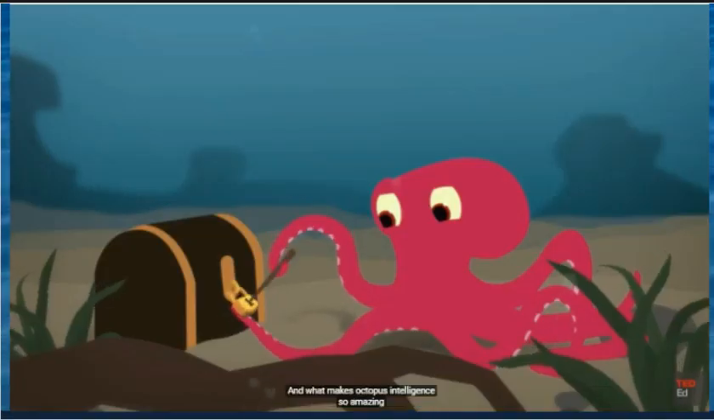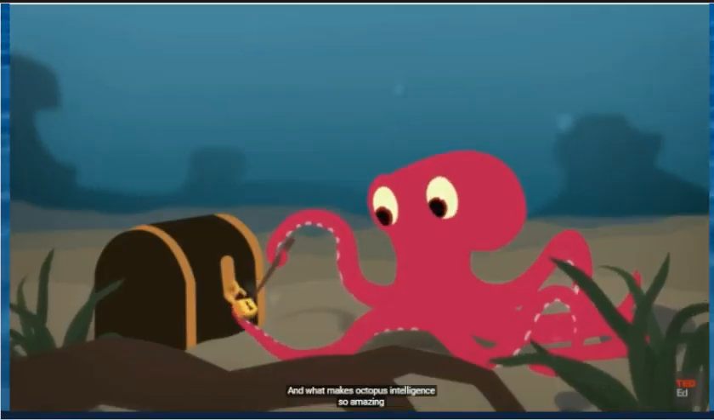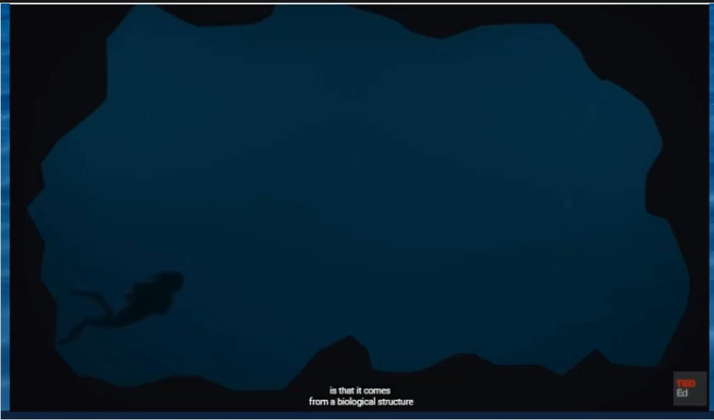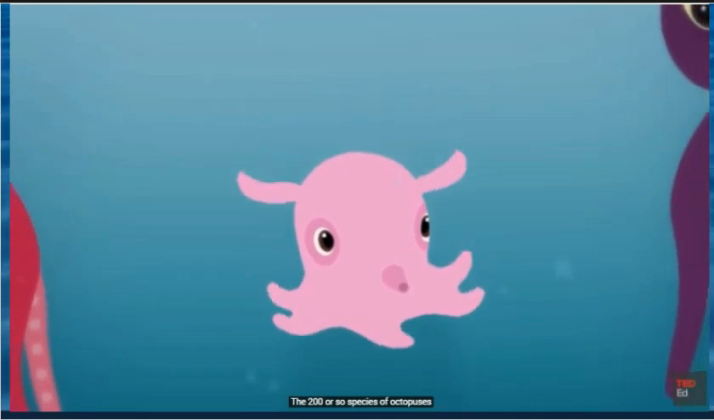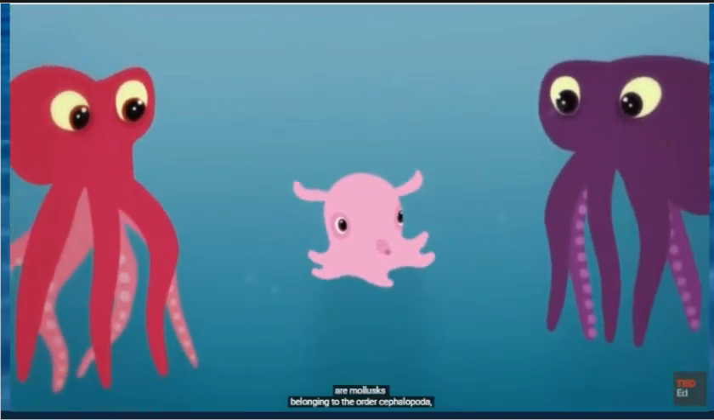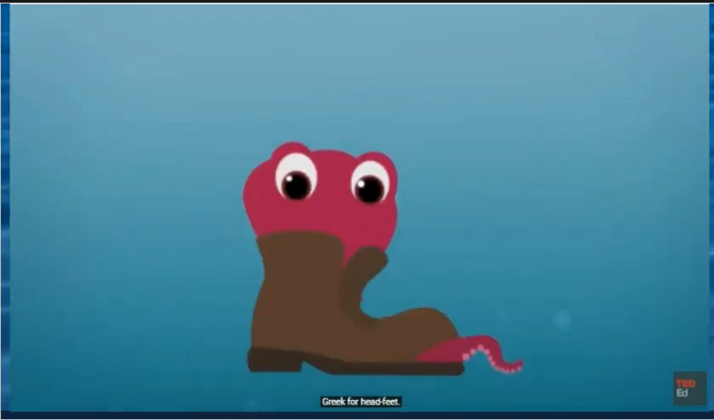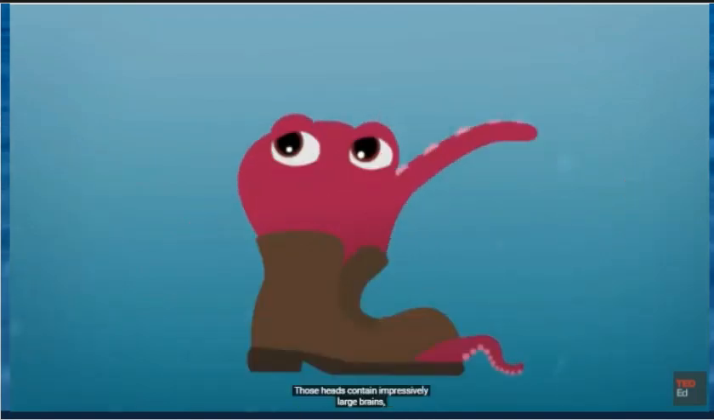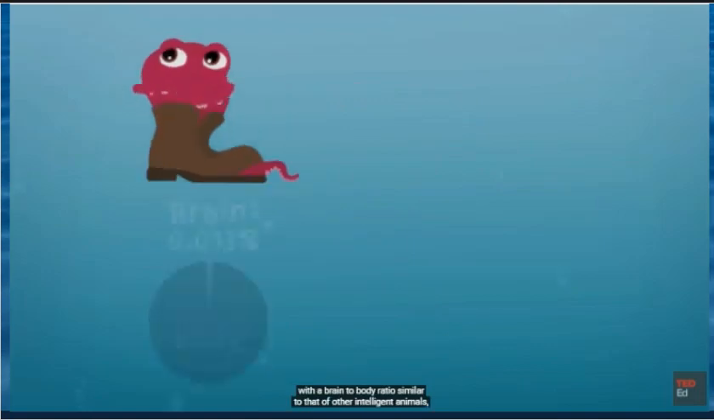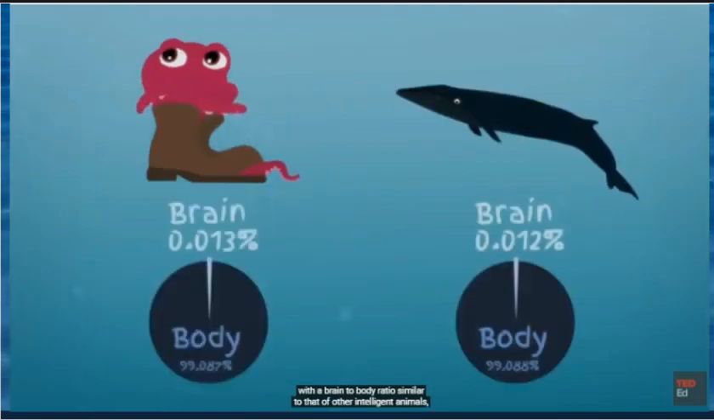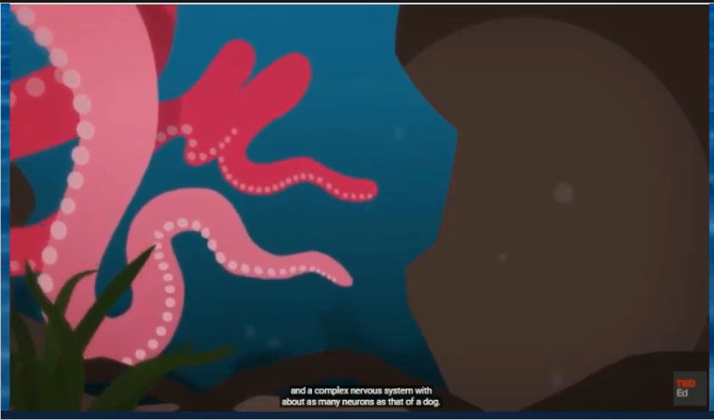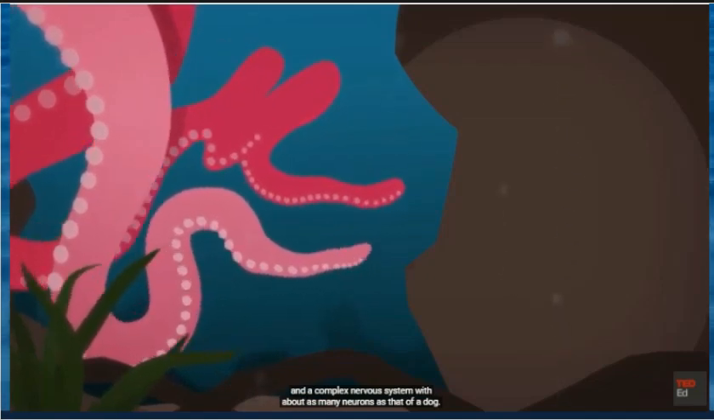And what makes octopus intelligence so amazing is that it comes from a biological structure completely different from ours. The 200 or so species of octopuses are mollusks belonging to the order Cephalopoda, Greek for head feet. Those heads contain impressively large brains, with a brain-to-body ratio similar to that of other intelligent animals, and a complex nervous system with about as many neurons as that of a dog.